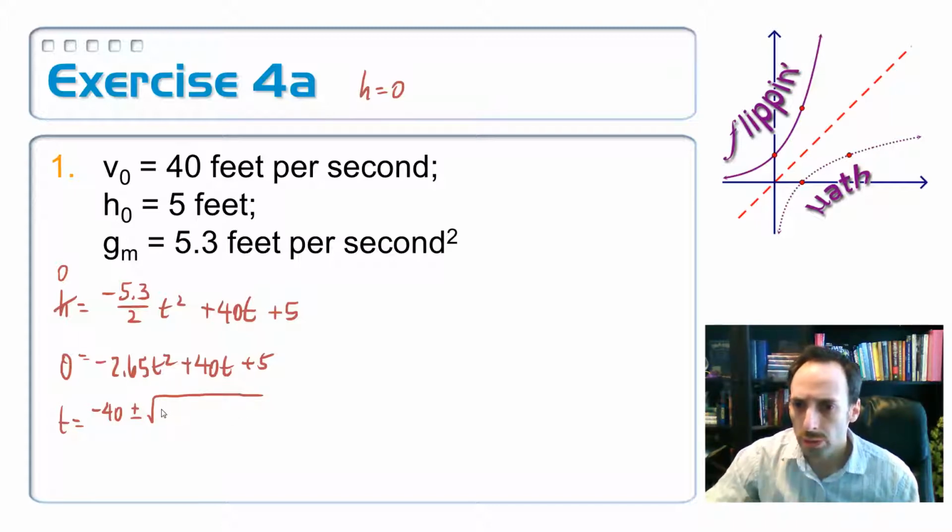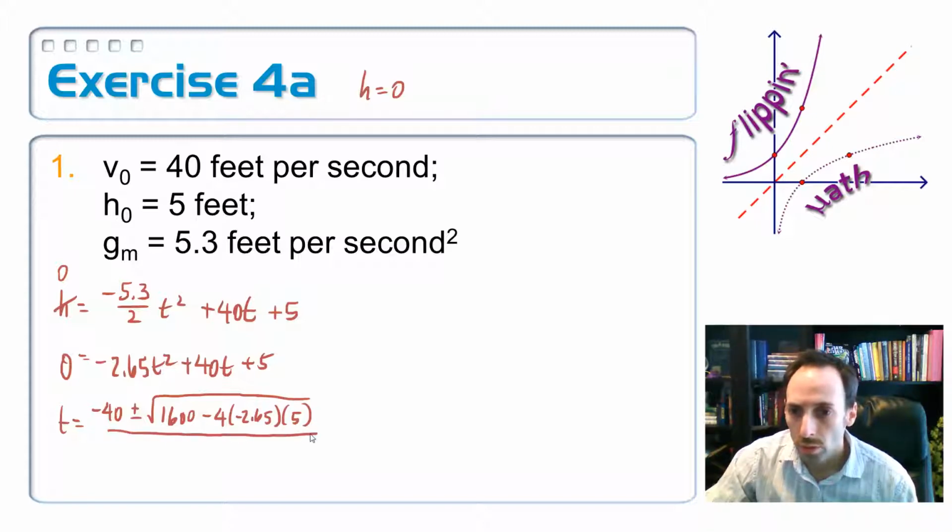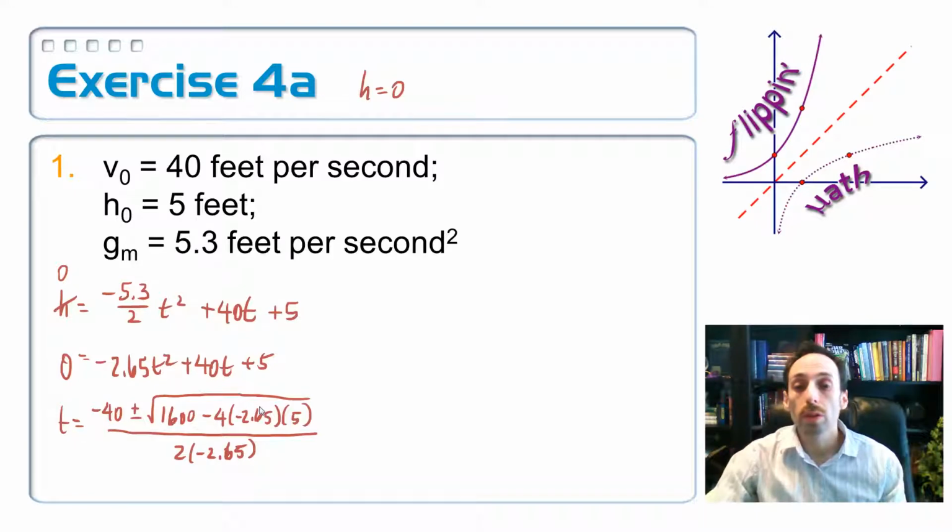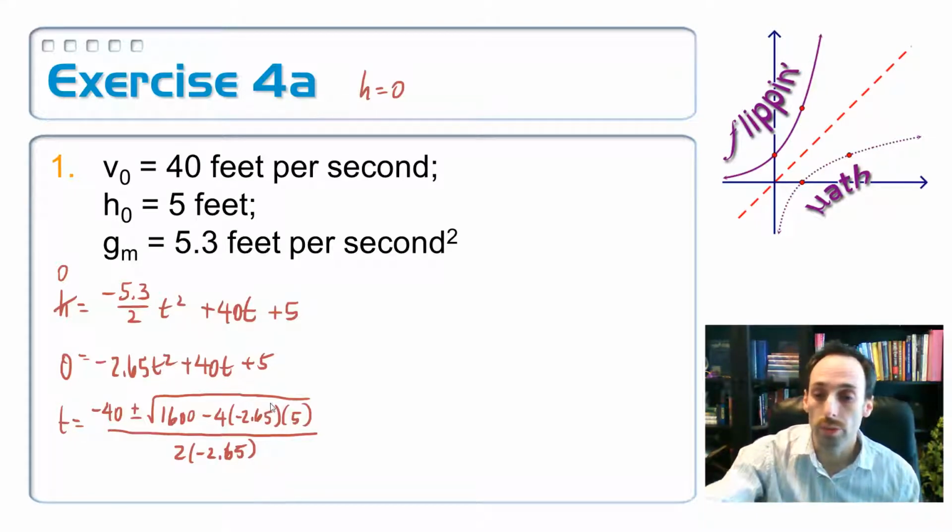And b squared, that's 40 squared. I can do that one because it's 4, and that'd be 1600. Minus 4 times negative 2.65, that's a, times c, which is 5, all over 2a, so negative 2.65.